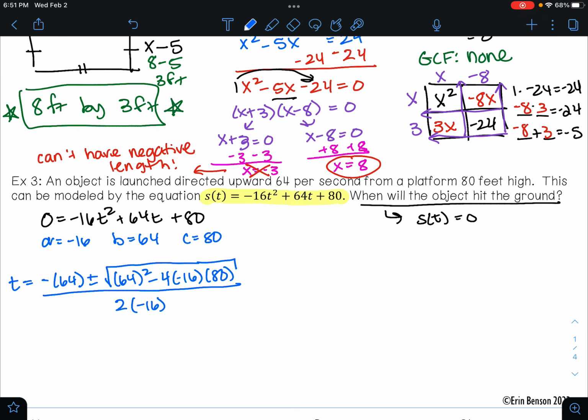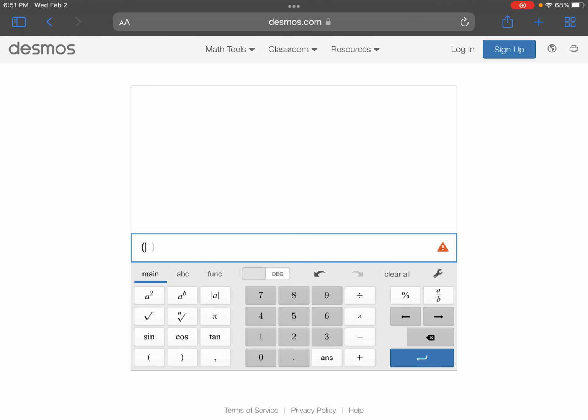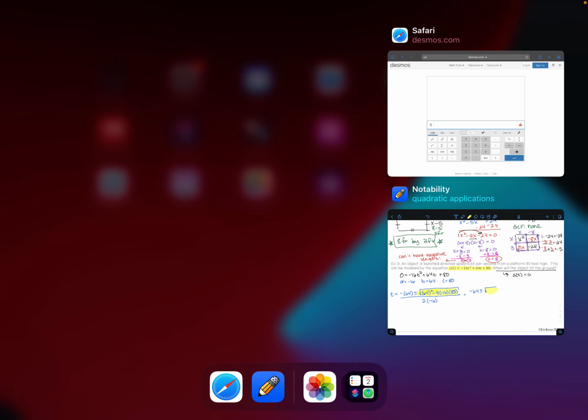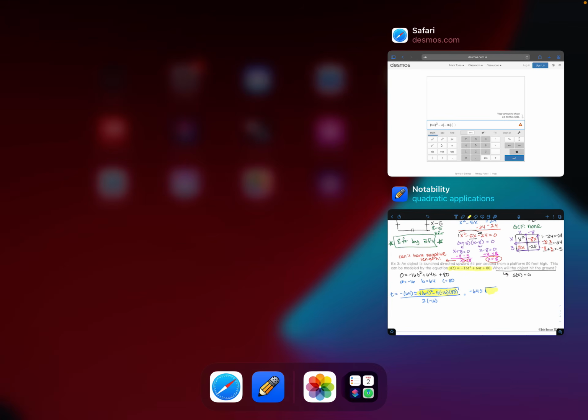So let's go ahead and try to simplify this a little bit. So I have negative 64 out in front. And next, I'm going to go ahead and calculate this discriminant. So to do that, I'm going to plug this into my calculator. I'm going to use the Desmos calculator here. And so we have, in parentheses, I'm going to type it just the way I have it. So I'm going to have, what was it again? Let's see. 64 squared minus 4 times a, which was negative 16, times c, which I think was 80. Yep.